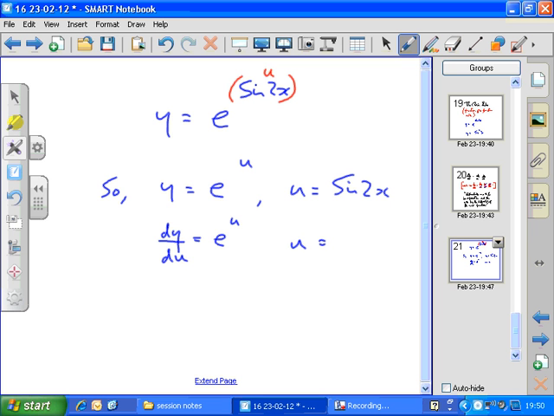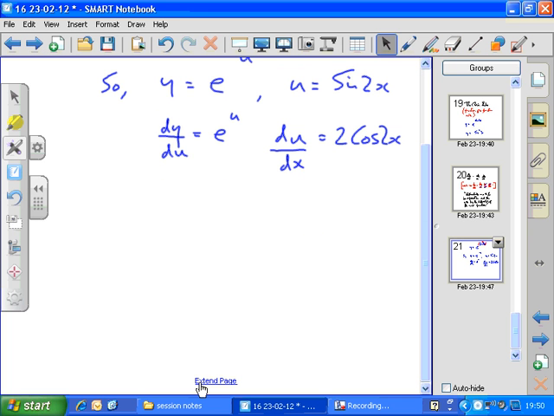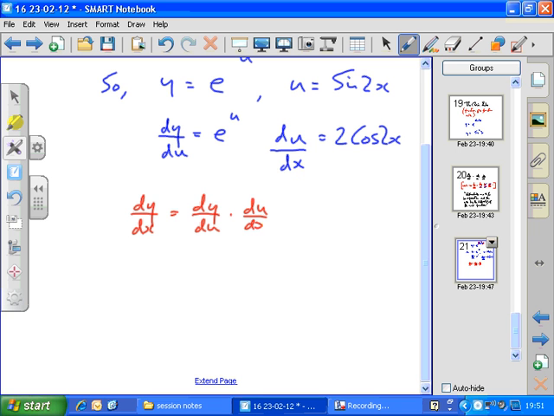And then I'm going to differentiate u to get du by dx equals the differential of sine, which is cos, so 2 cos 2x. Then I apply the rule. Dy by dx equals dy by du times du by dx. The chain rule, which you've just written down once before. So rewrite what that rule is.